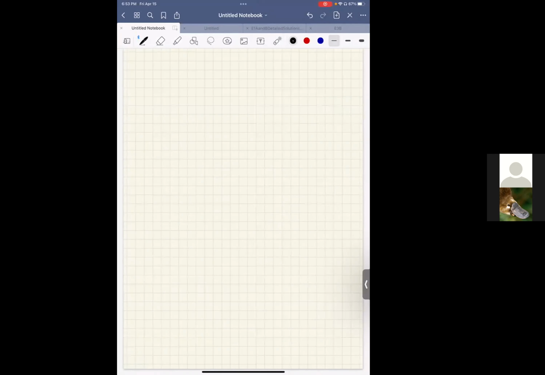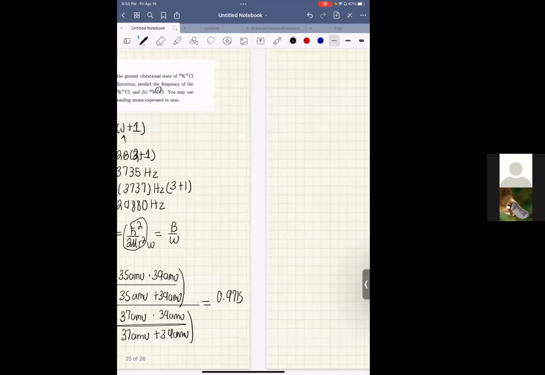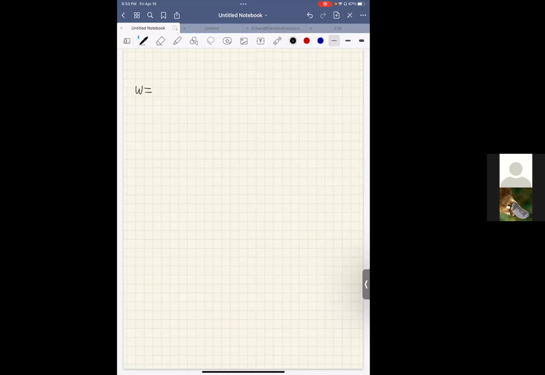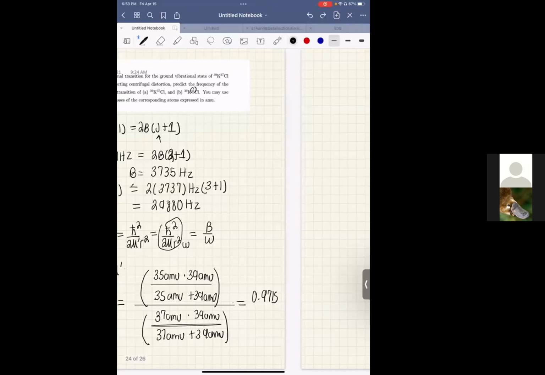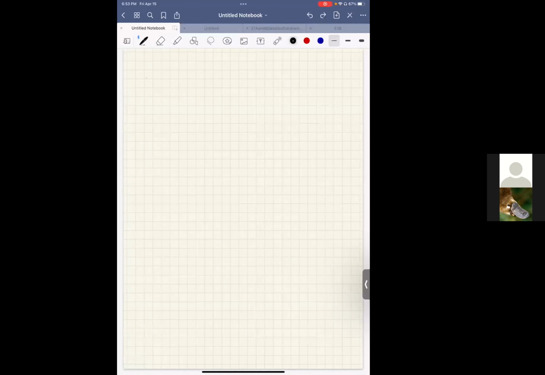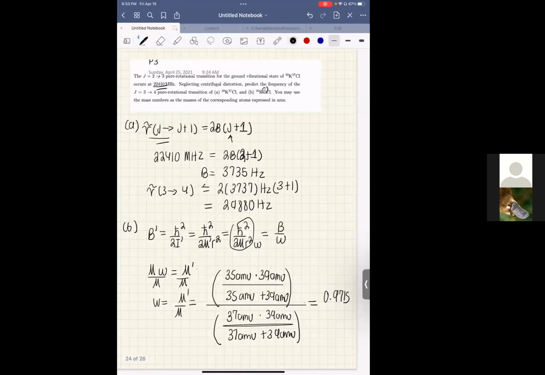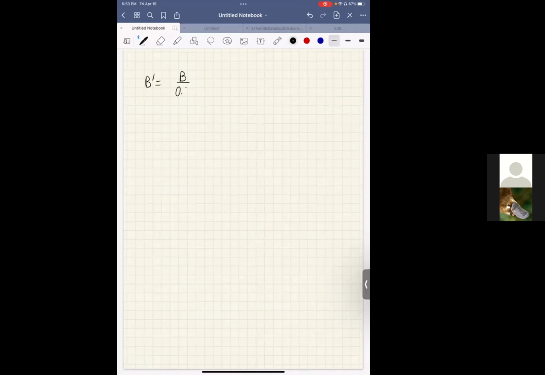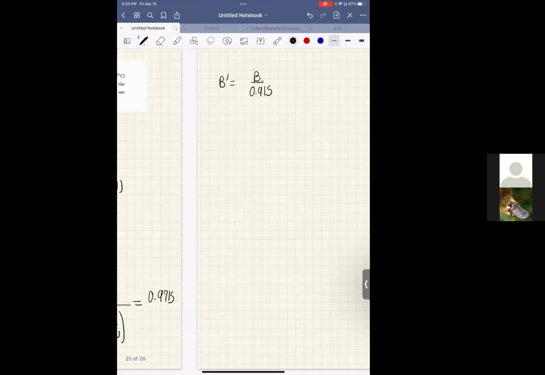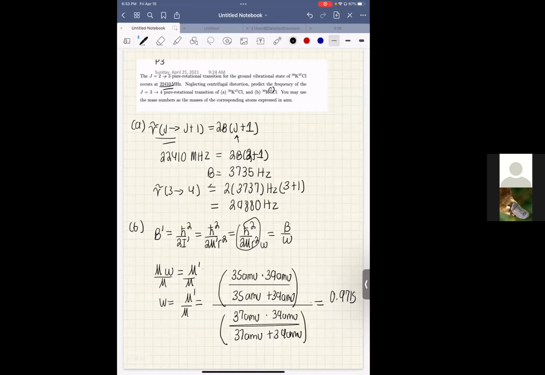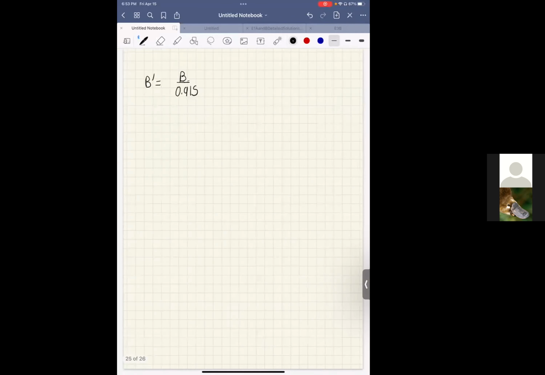So from solving this, we would get that W is equal to that. So we can expand out the term so we can figure out what the new rotational constant is, which is B over 0.915. Now I'm going to keep it like this so that we can solve, because it's going to be easy with me just leaving it like this.